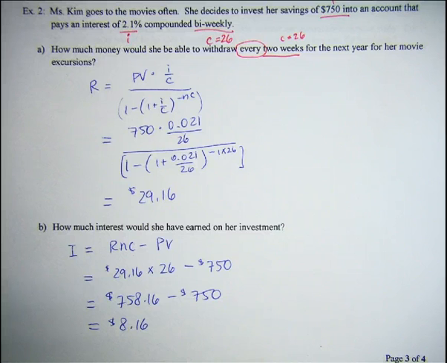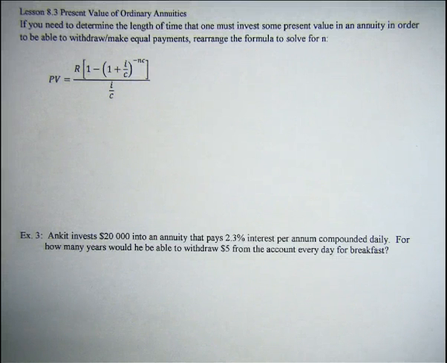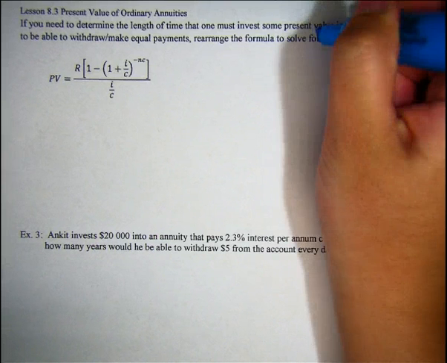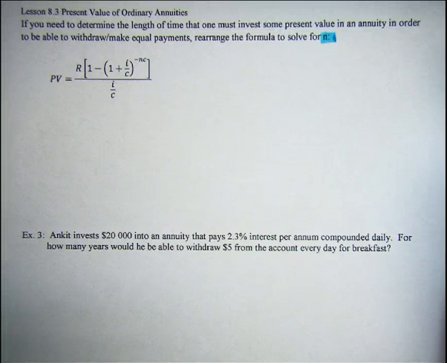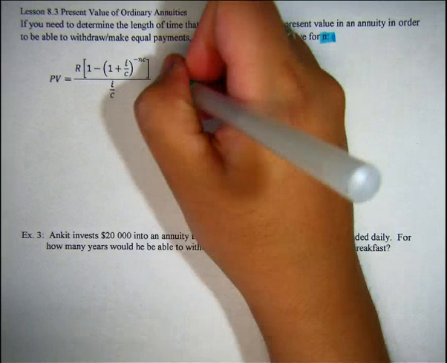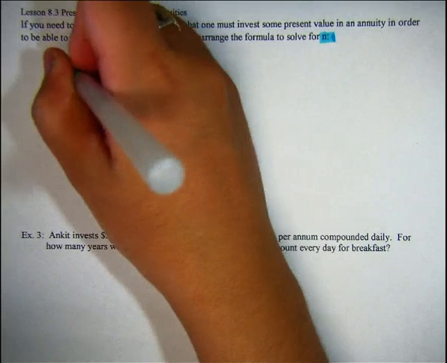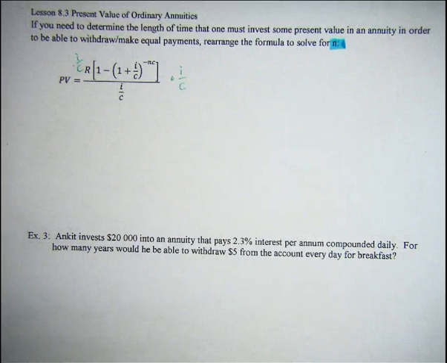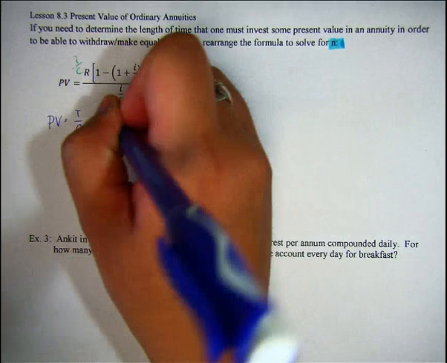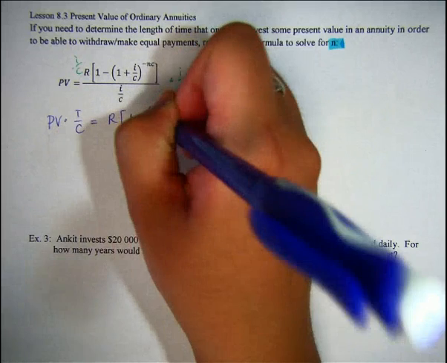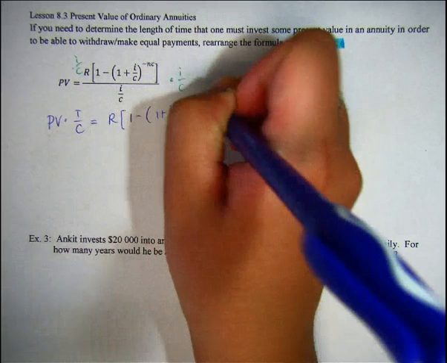All right, let's move on to the last page. If you need to determine the length of time that one has to invest some present value into an annuity, then you're going to rearrange your equation to solve for n. So again, let's multiply both sides by I over C first. And we get PV times I over C equals R times 1 minus 1 plus I over C to the negative NC.